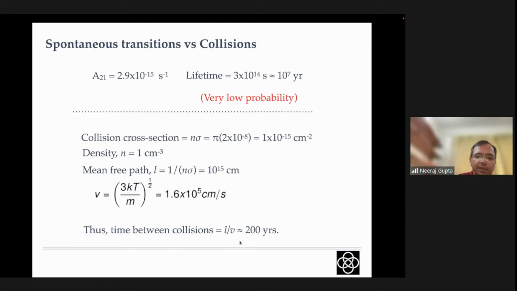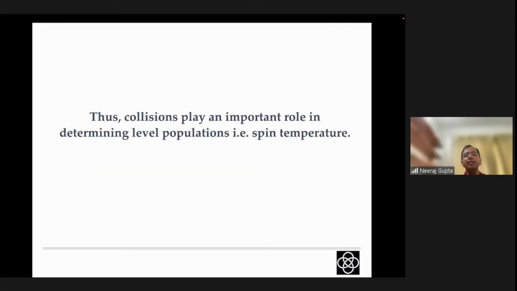So what does it mean? On its own, you can say it means nothing, but we need to put this in the context of the lifetime of the excited state of the 21 centimeter transition, that is 10 to 7 years, right? So you can see that the atom stays in the excited state for so long that collisions can play a very important role in affecting the level population. By collisions, it can come down to the ground state, right? This wouldn't ever happen for the Lyman alpha transition, because the lifetime there is so short. So these are some of the peculiarities of the 21 centimeter line with respect to any other transition that we look at in optical and ultraviolet, right?